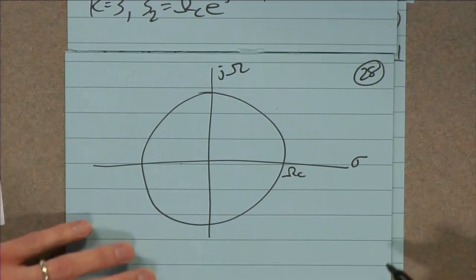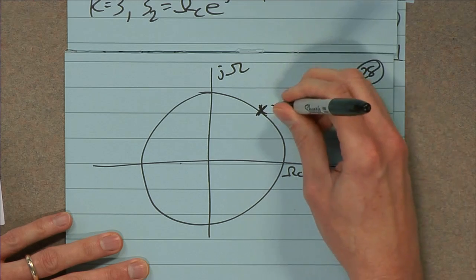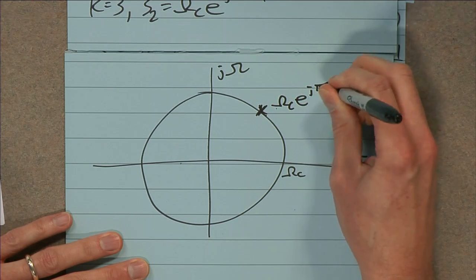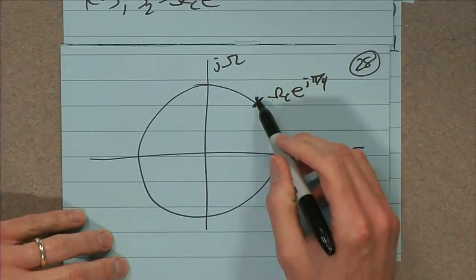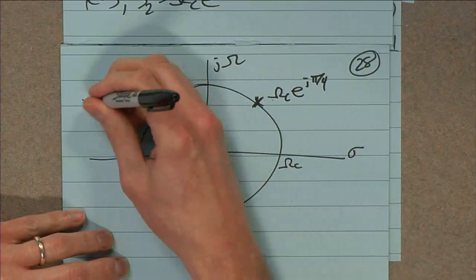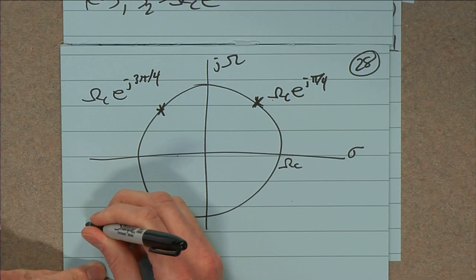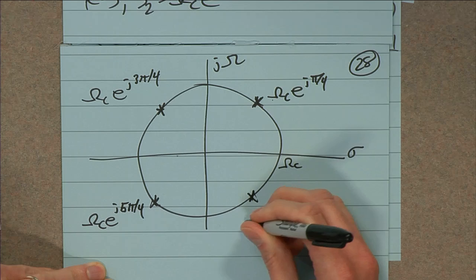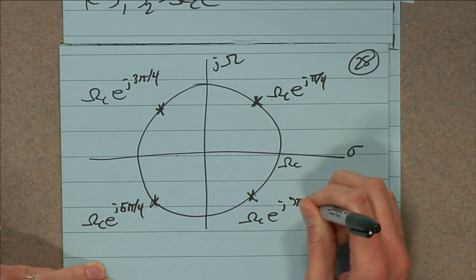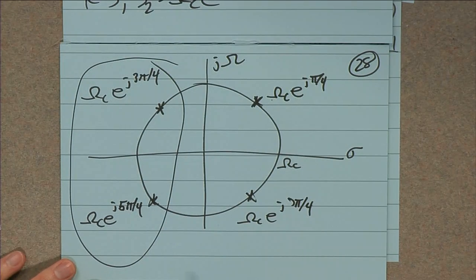So e to the j pi over 4, well, that's pi over 2. Pi over 4 is halfway. And so this is the omega c e to the j pi over 4 pole. The next one was 3 pi over 4. 1, 2, 3. Right? So this is omega c e to the j 3 pi over 4. And as you can guess, e to the j 5 pi over 4, and finally omega c e to the j 7 pi over 4. So we got our 4 poles. Well, those are the ones in the left half plane, so we're going to grab those and use those to build H of S.